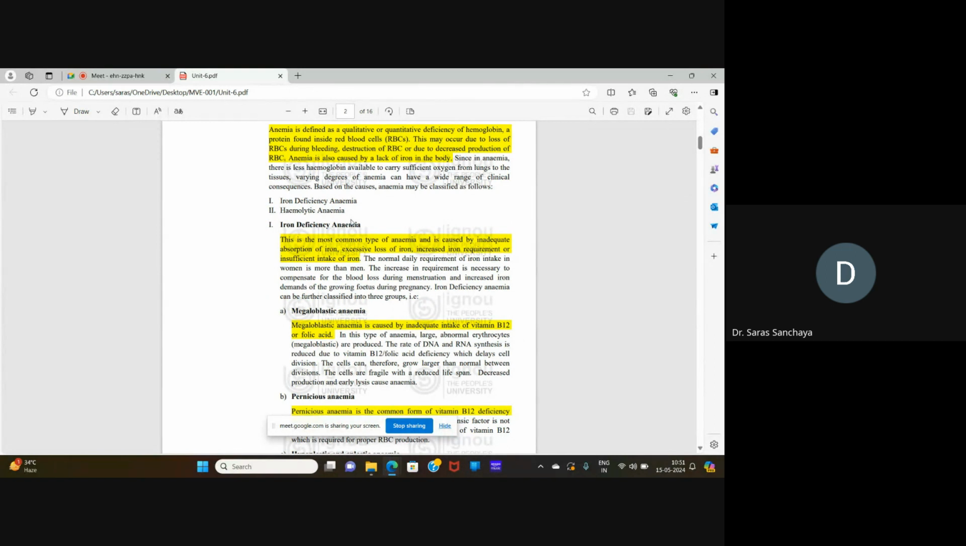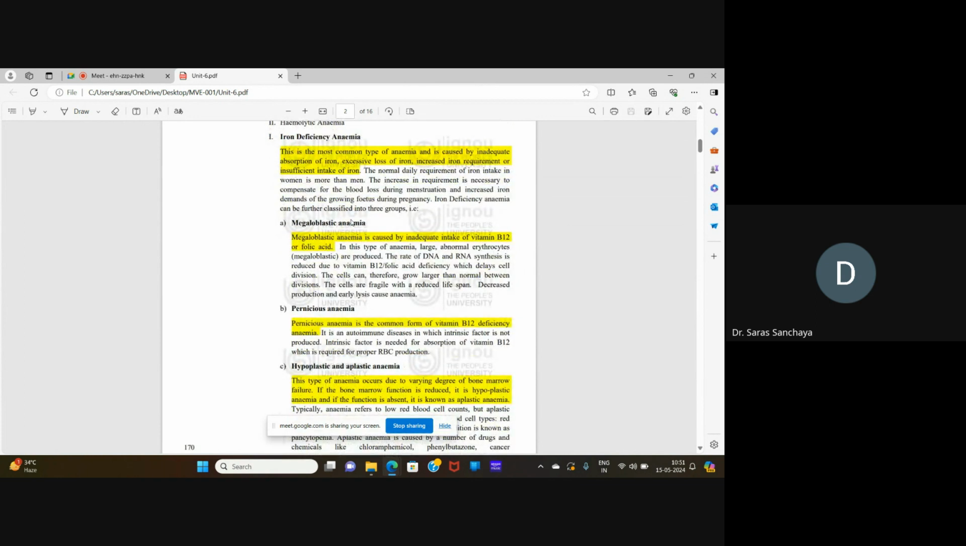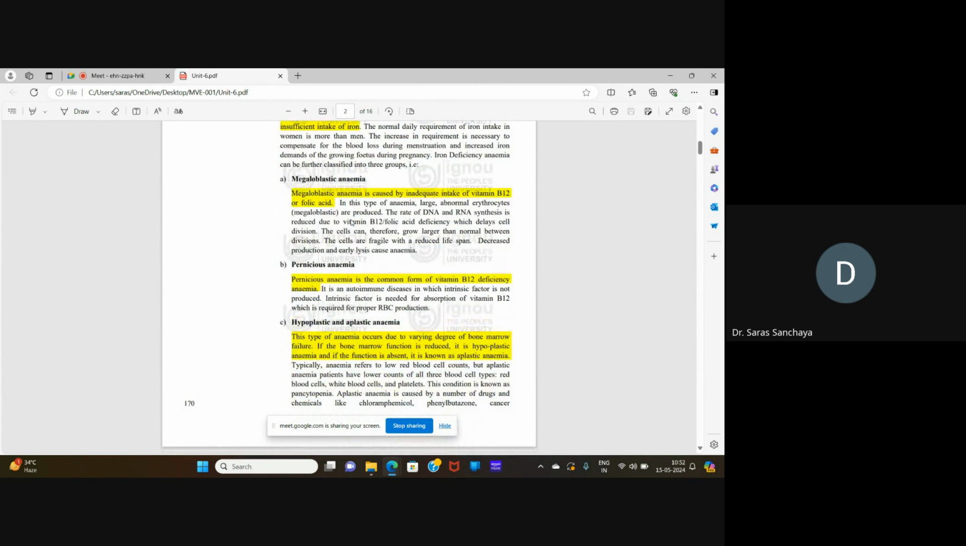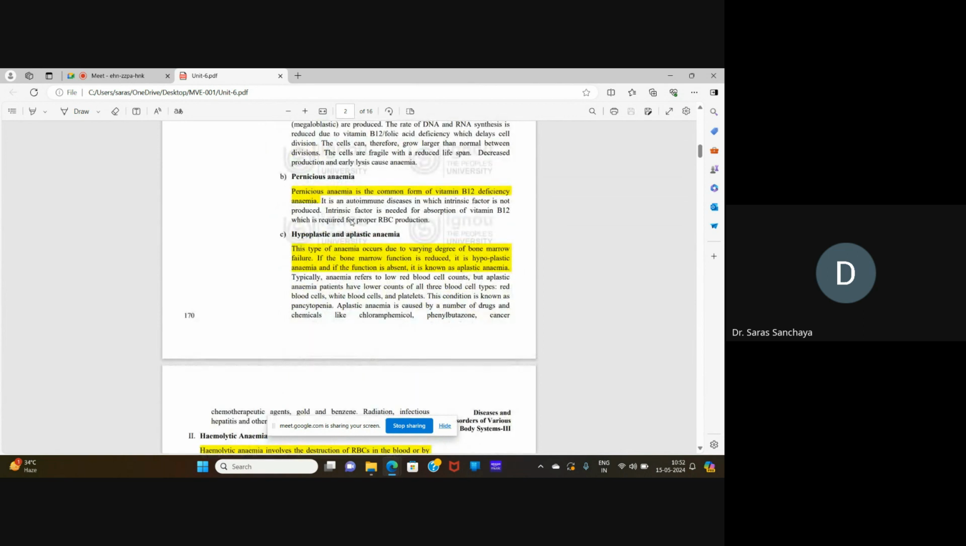Iron deficiency anemia is the most common type of anemia and is caused by inadequate absorption of iron, excessive loss of iron, increased iron requirement, or insufficient intake of iron. Now, it can be megaloblastic anemia, which is caused by inadequate intake of vitamin B12 and folic acid. It can be pernicious anemia, which is a form of vitamin B12 deficiency anemia. Hypoplastic or aplastic anemia. This type of anemia occurs due to varying degree of bone marrow failure.